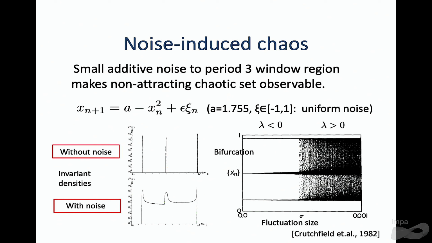We start with a stable period 3 limit cycle, but at some noise level, the support of the invariant density explodes, and it's all connected, and we observe chaotic behavior, and the Lyapunov exponent becomes positive. So this is quite easily observed in simple computations.